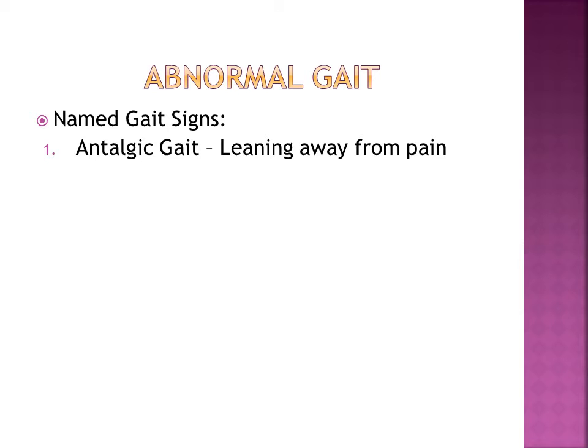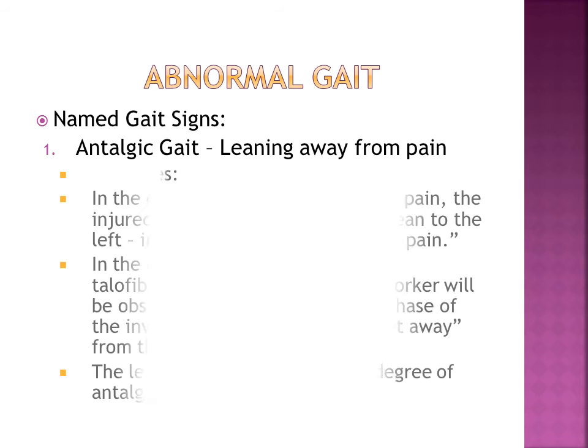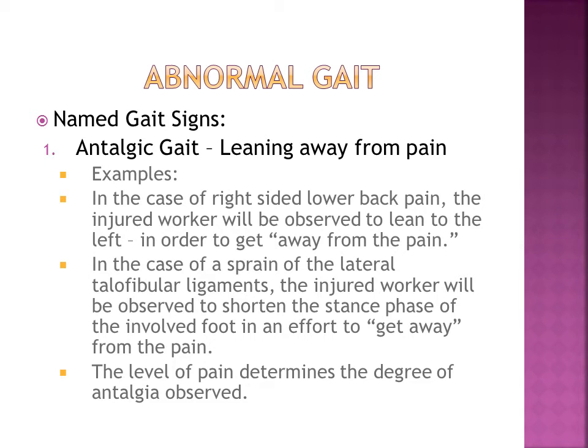The first one is the antalgic gait, and this is described in the AMA guides. The antalgic gait describes a leaning away from pain. Now, the word antalgia comes from the 18th century Greek word anti-algos, which means basically leaning away from pain. And with pain, the injured worker will be observed to lean away from or to unweight a painful part.